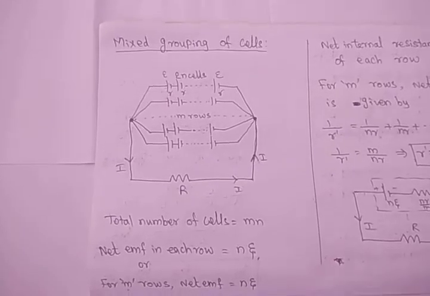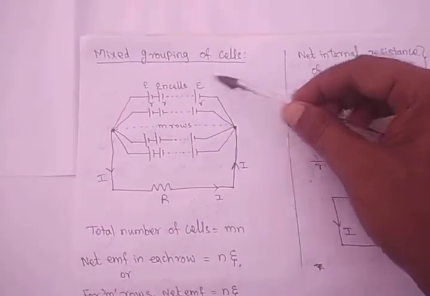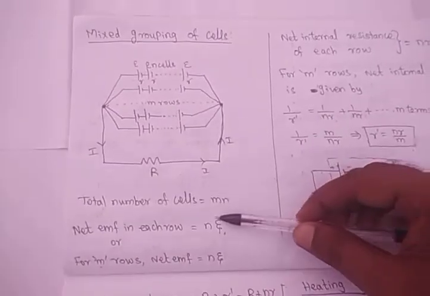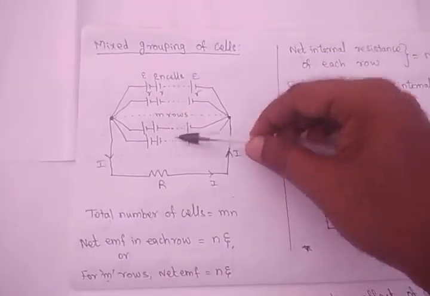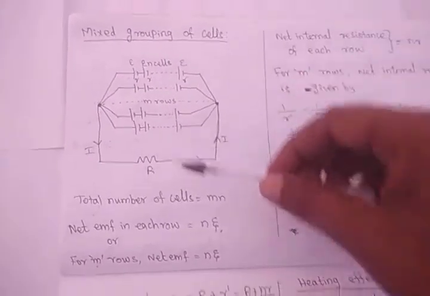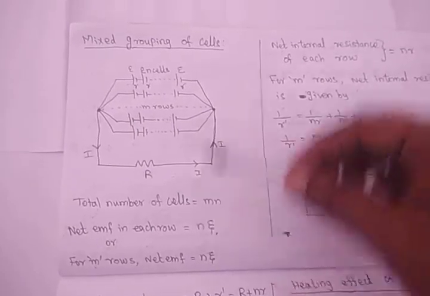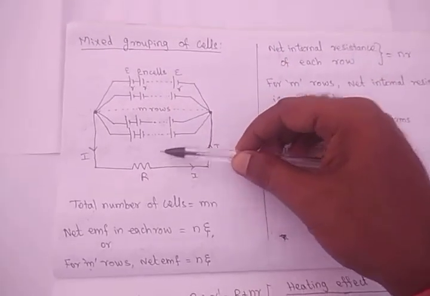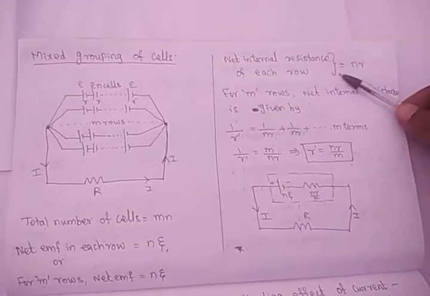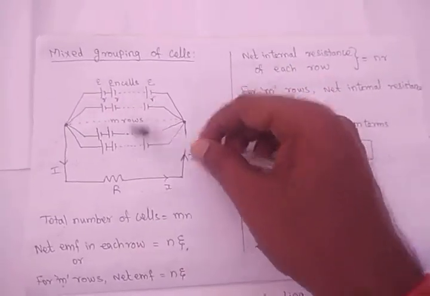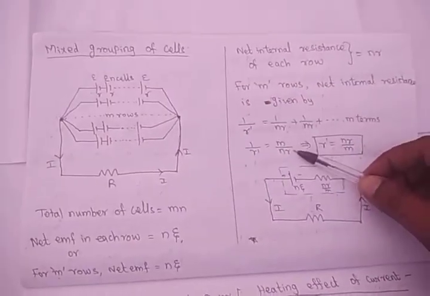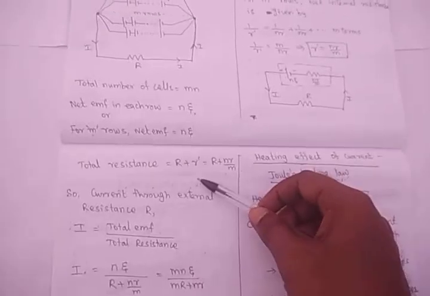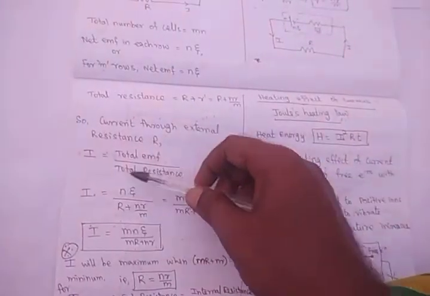Mixed grouping of cells. First we take n cells in a row, so the total EMF is nE. If we have m such rows, the total EMF is also nE, because these are all in parallel. Again we calculate the net internal resistance for each row, and for all the rows as a parallel combination. Then we calculate the total resistance, and by using it, we calculate the current I.